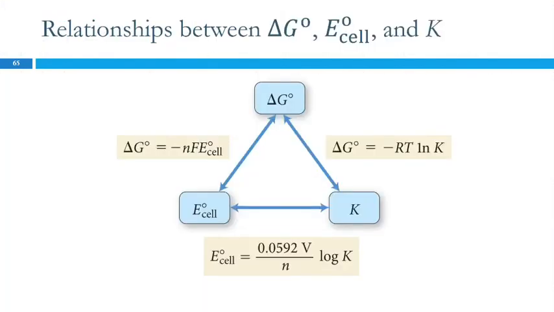Okay, so this slide gives us a summary of the relationships we've looked at here. Between standard cell potential and standard free energy change, delta G0 equals minus NF E cell. Between delta G and K, we've got that from the previous chapter, delta G equals minus RT natural log of K, and the relationship between standard cell potential and the equilibrium constant.